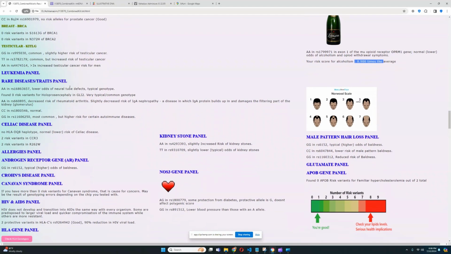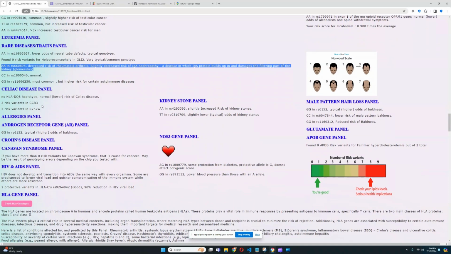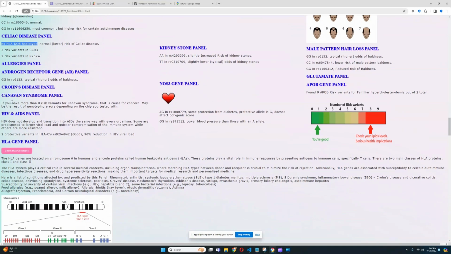For the rare diseases and traits panel, let's look at that. Looks like he's got a common genotype that leads to higher risk for certain autoimmune diseases. He's got a genotype for decreased risk of rheumatoid arthritis. Looks like he doesn't really carry any risk variants for any rare conditions. He's got 2 risk variants in both the variations for celiac disease that are not HLA, but the most important risk variants for celiac disease are in the HLA gene, where he does not have any risk variants, so that's really good.